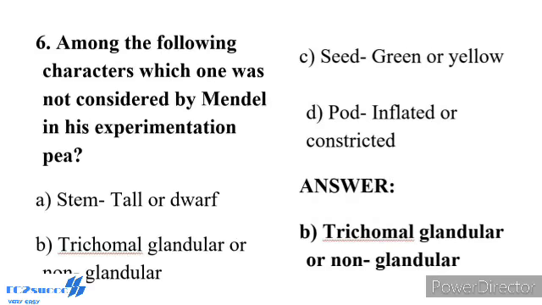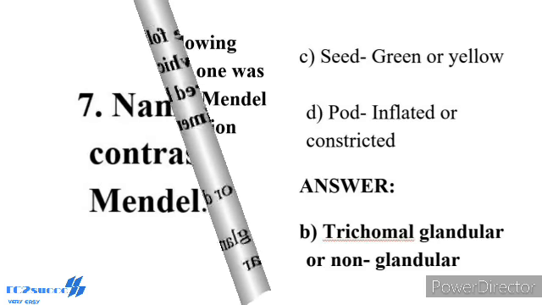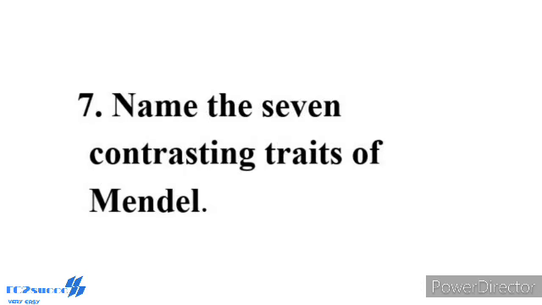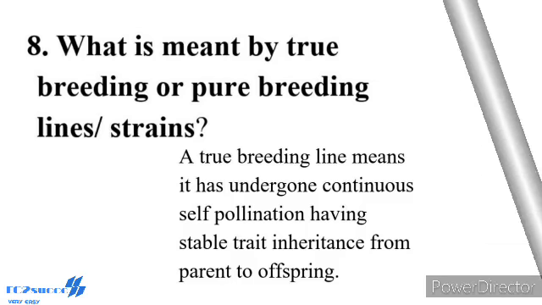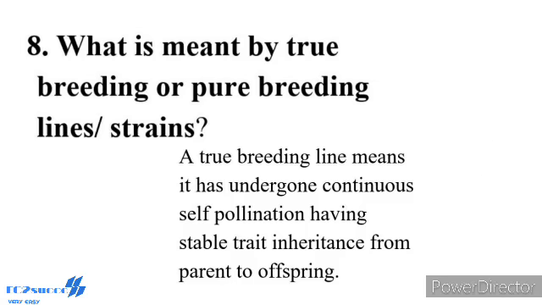Sixth question: among the following characters, which one was not considered by Mendel in his experimentation on peas? Option A, stem, tall or dwarf; option B, trichomes, glandular or non-glandular; option C, seed, green or yellow; option D, pod, inflated or constricted. So the answer is option B, trichomes, glandular or non-glandular. Seventh question: name the 7 contrasting traits of Mendel. Eighth question: what is meant by true breeding or pure breeding lines or strains? A true breeding line means it has undergone continuous self-pollination, having stable trait inheritance from parent to offspring.